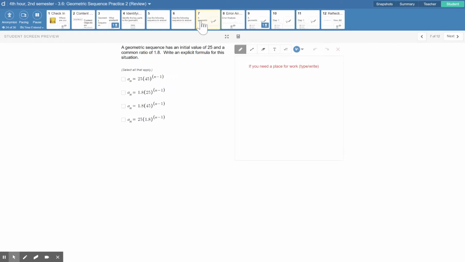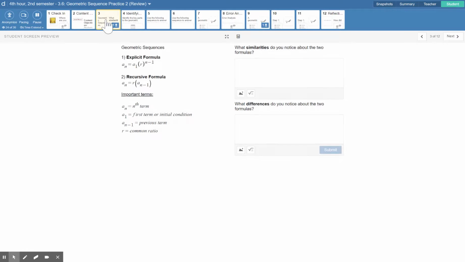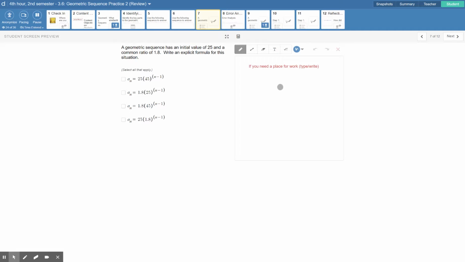All right, move on to slide number 7. So whenever it says explicit or recursive, if you're not sure what that looks like, move back to slide 3. Slide 3 said, okay, it's a sub n equals a sub 1 parentheses r raised to the n minus 1 power. So I'm just going to write that down.